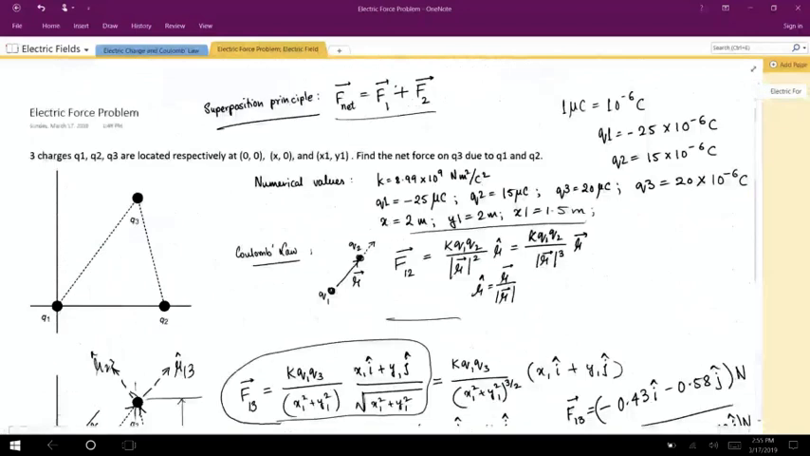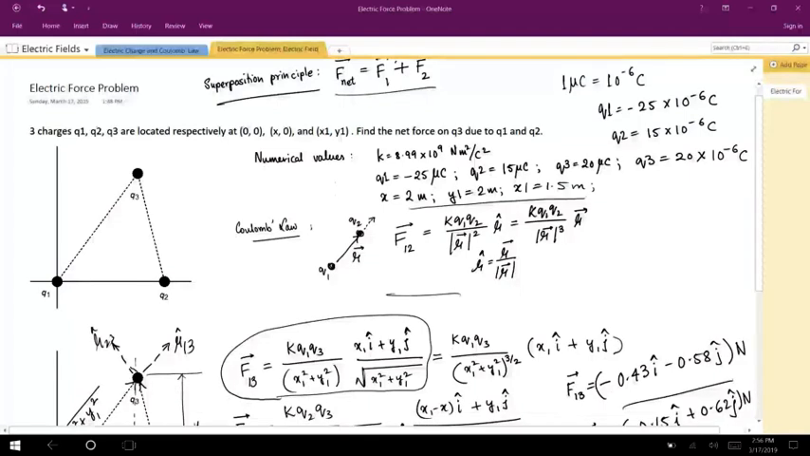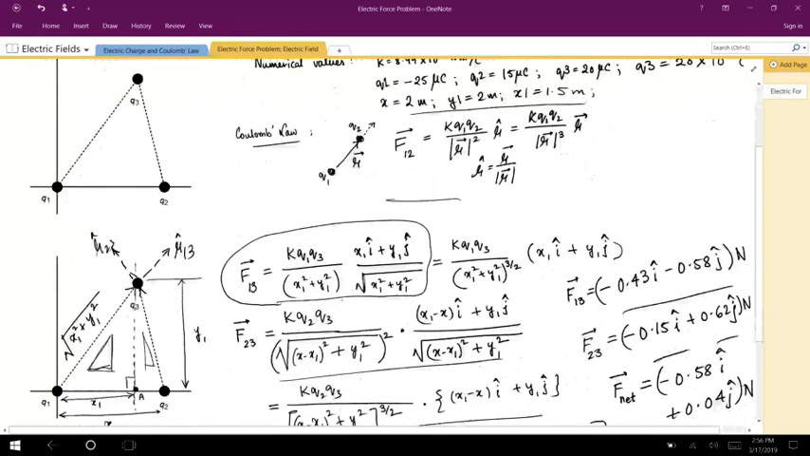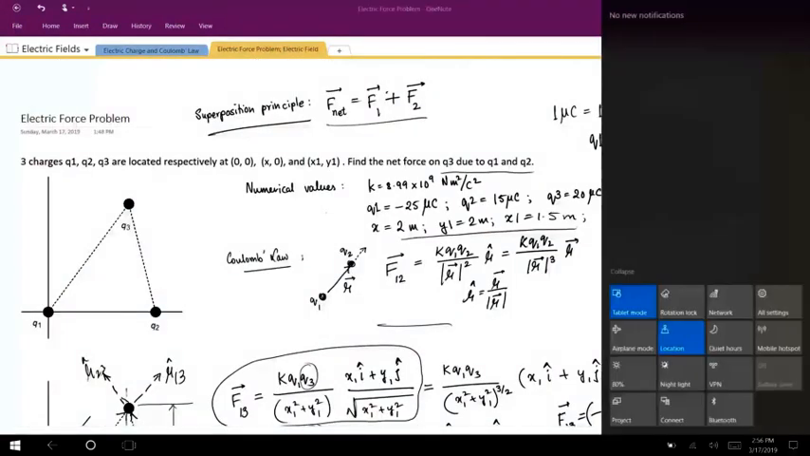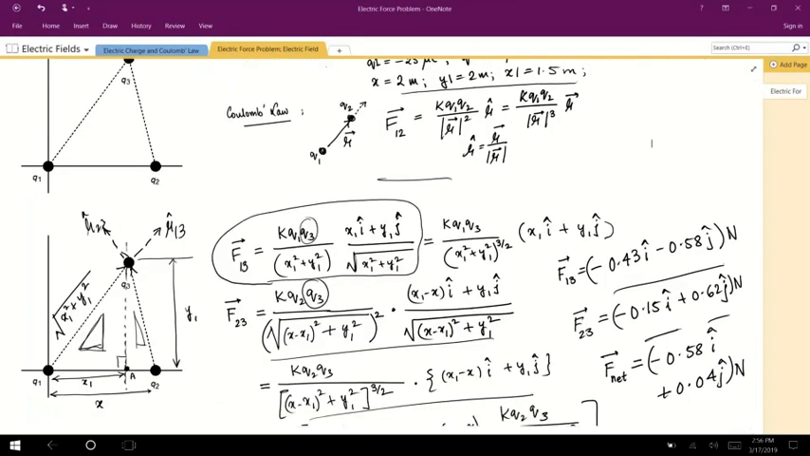Okay, so I want to make one more additional point. It's kind of interesting to see how we found the net force on Q3 due to Q1 and Q2. And the only effect of the charge Q3 itself was this multiplicative factor in both F13 and F23, right? There was this Q3 sitting over here. If I change this charge Q3 to some other value, let's say I change Q3 from 20 microcoulomb to 20 coulomb, all that will change is this numerical value over here in Q3.